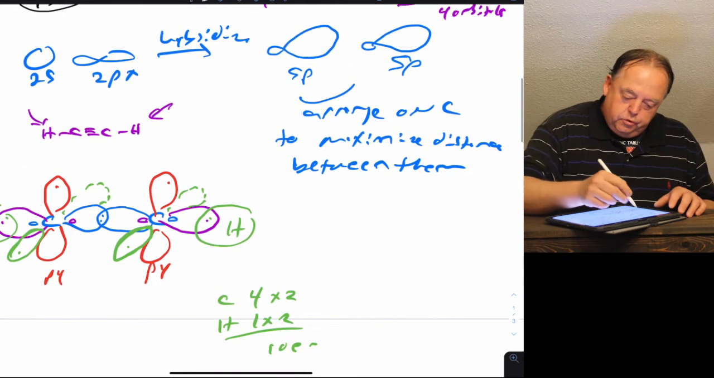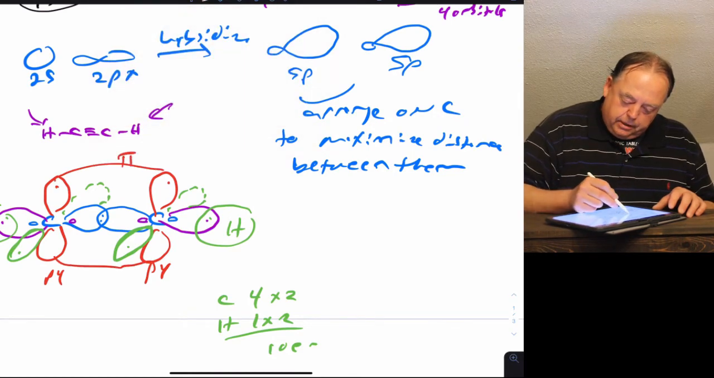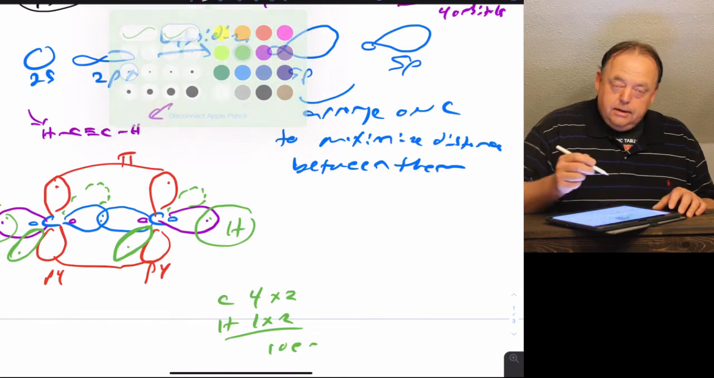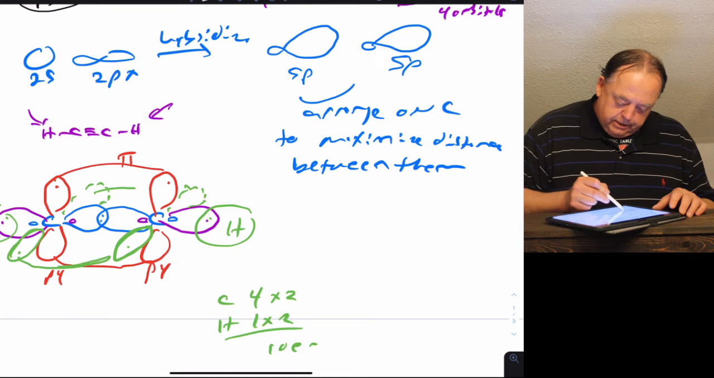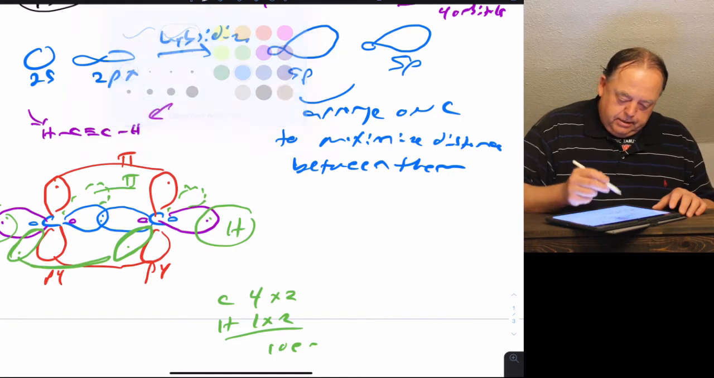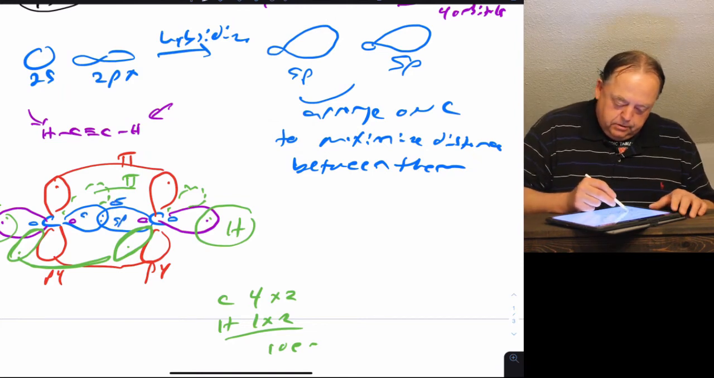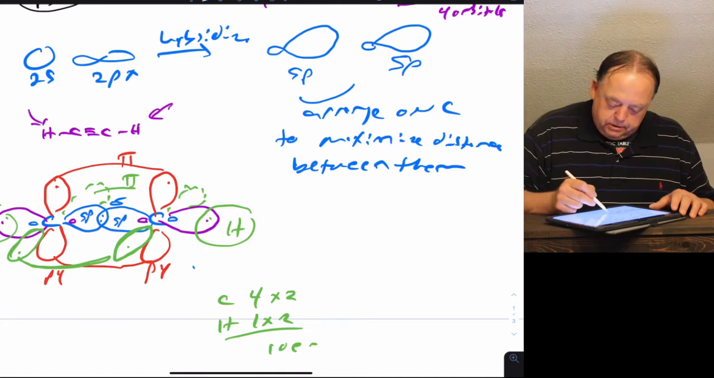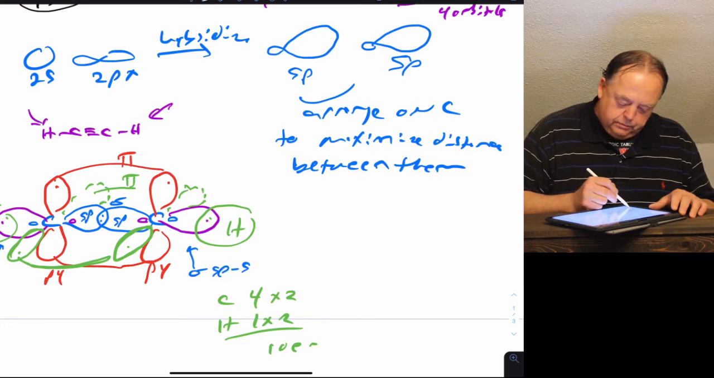And so the two py orbitals overlap side to side, so that would make a pi bond. And the two pz orbitals overlap side to side, so we can try to indicate it like that. That would make another pi bond. And the bond between the two carbons, with the sp overlapping the sp, would be a sigma bond. And then this would be a sigma bond as well, sp overlapping s. And this would be a sigma bond, sp from carbon overlapping hydrogen's s.